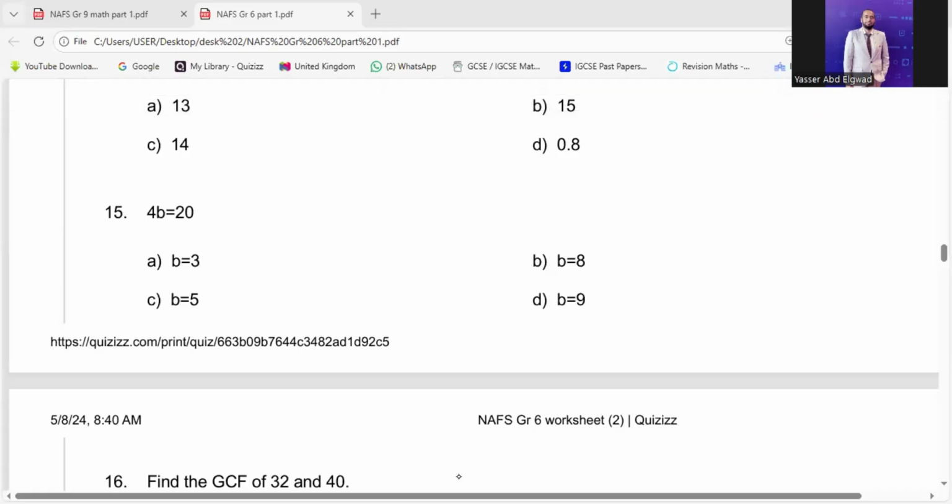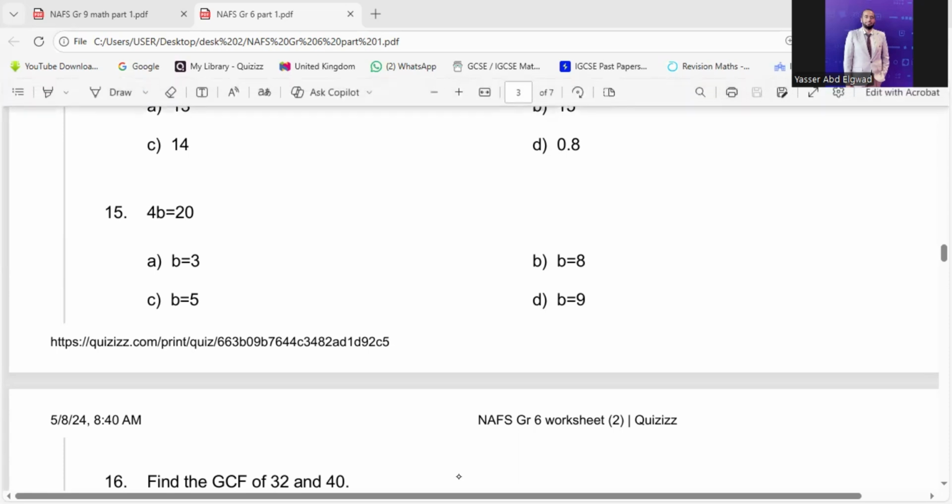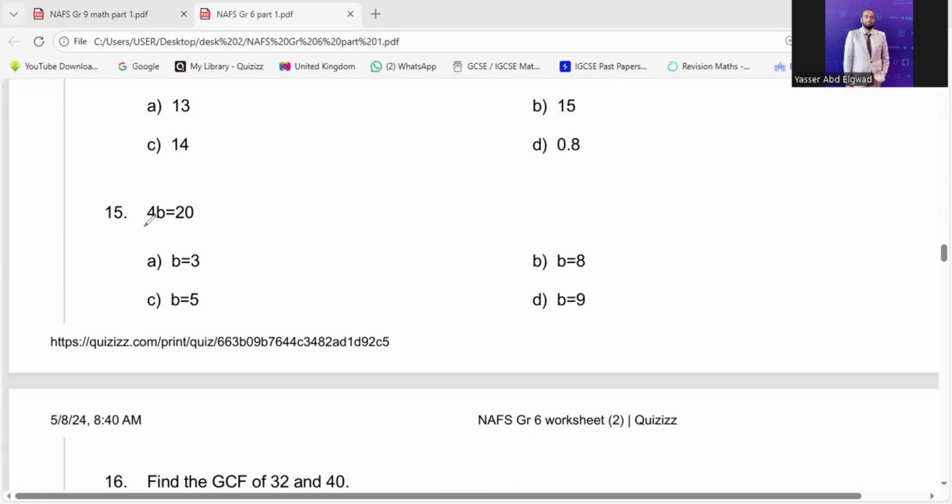How is everything? We complete the NAFS worksheet. We start from problem 15: how to solve 4b equals 20.